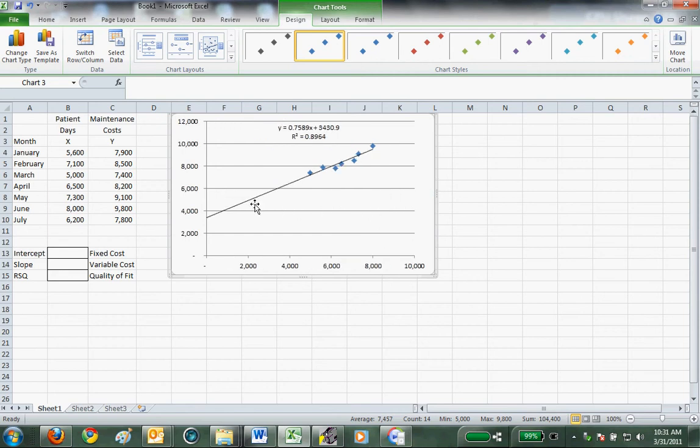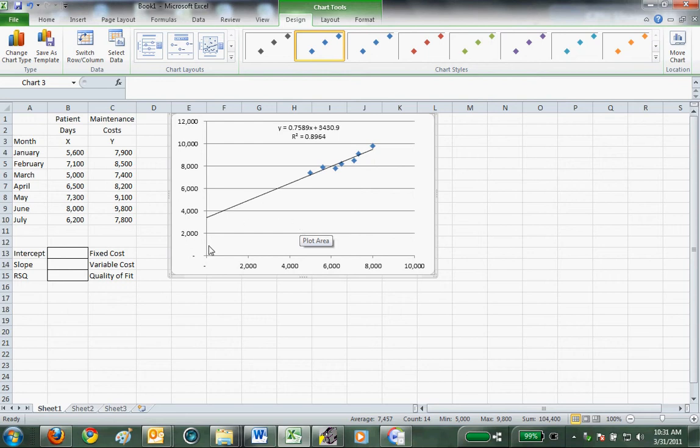And so this line here, if we were to bring this over, where it meets this axis over here, that represents 3,430.90, representing the fixed cost. Okay, all right. So that's the way we did it in class.